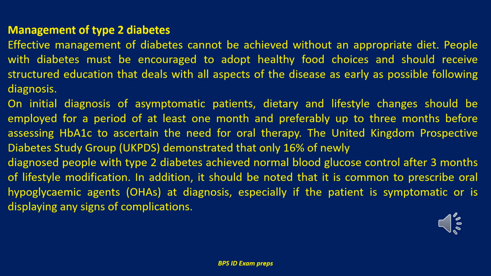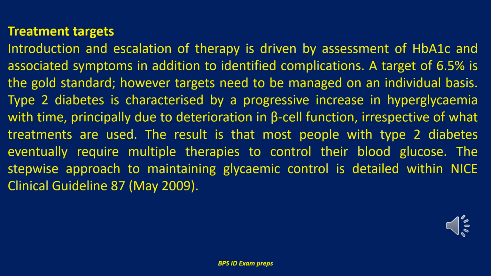The United Kingdom Prospective Diabetes Study Group, abbreviated as UKPDS, demonstrated that only 16% of newly diagnosed people with type 2 diabetes achieved normal blood glucose control after 3 months of lifestyle modification. In addition, it should be noted that it is common to prescribe oral hypoglycemic agents, abbreviated as OHAs, at diagnosis, especially if the patient is symptomatic or is displaying any signs of complications. We will now look at treatment targets.